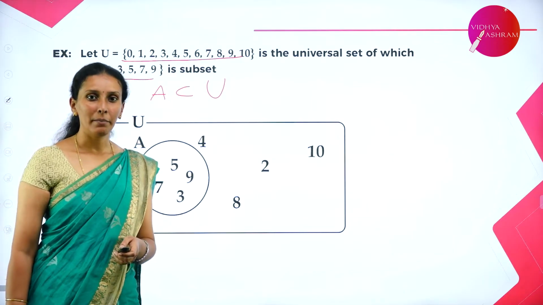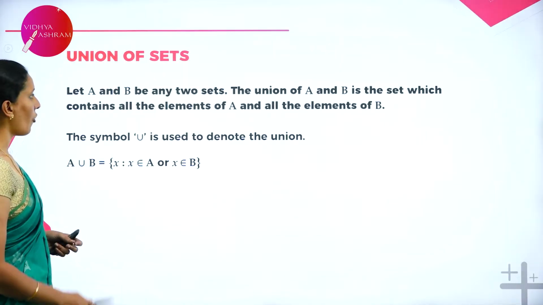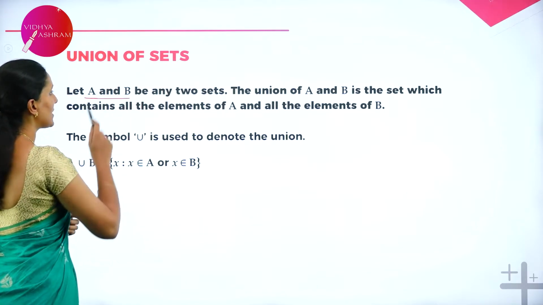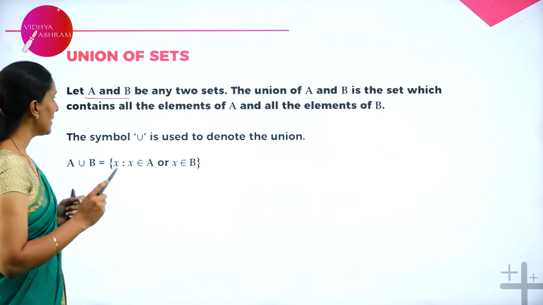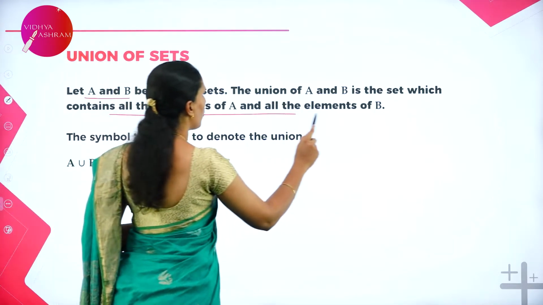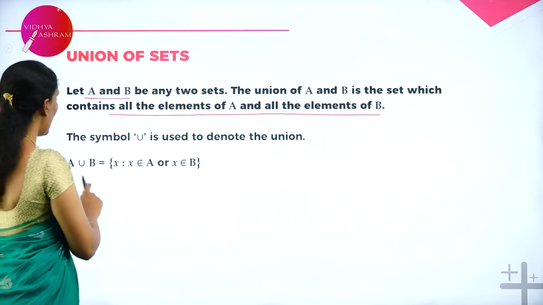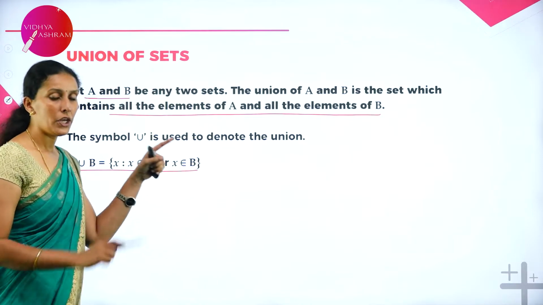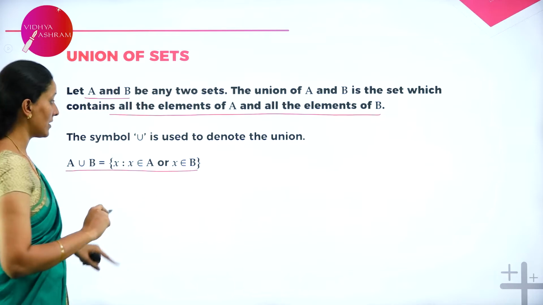Now, let's see the mathematical operations on sets. The very first one is the union of sets. So, what is this union of sets? Let us take two sets A and B. Then, the union of the sets A and B is nothing but all the elements of A and all the elements of B. That is, A union B means if x belongs to A or x belongs to B, you need to write all the elements inside A or inside B.